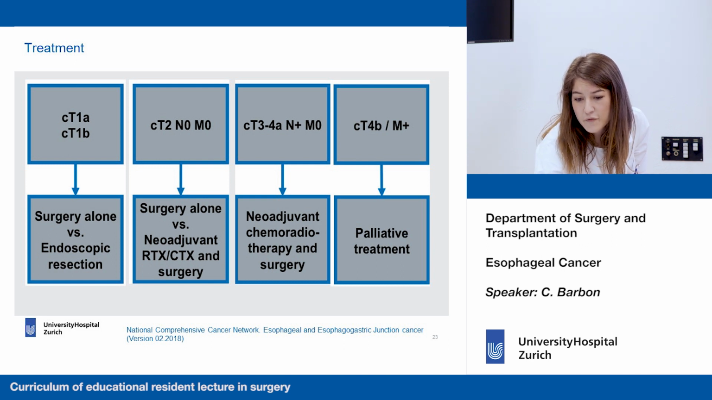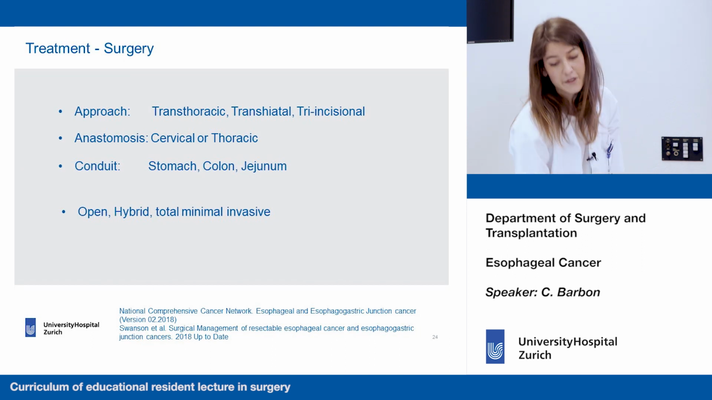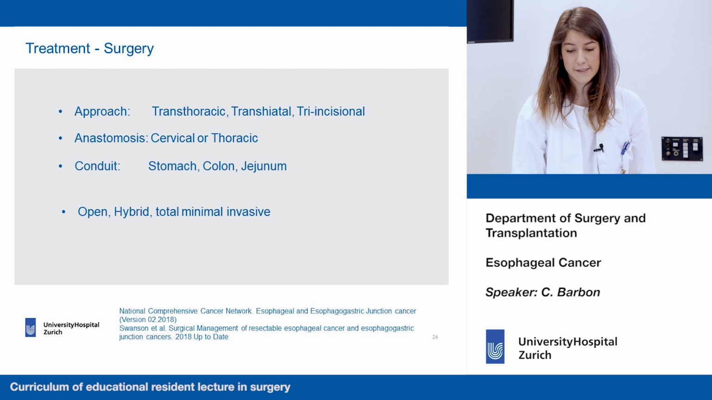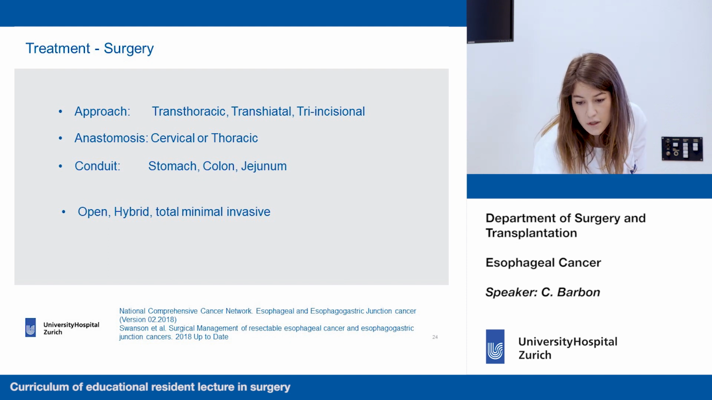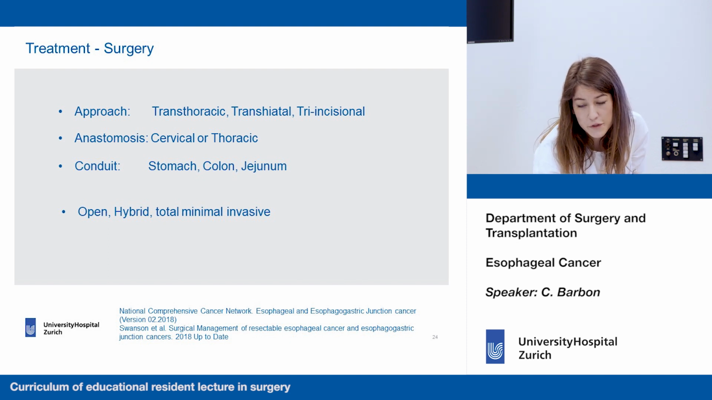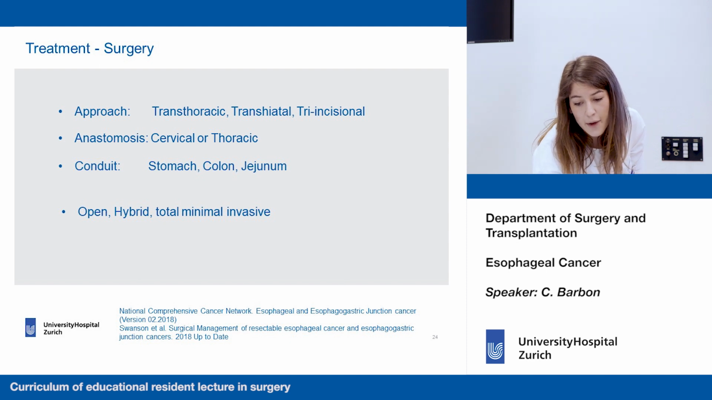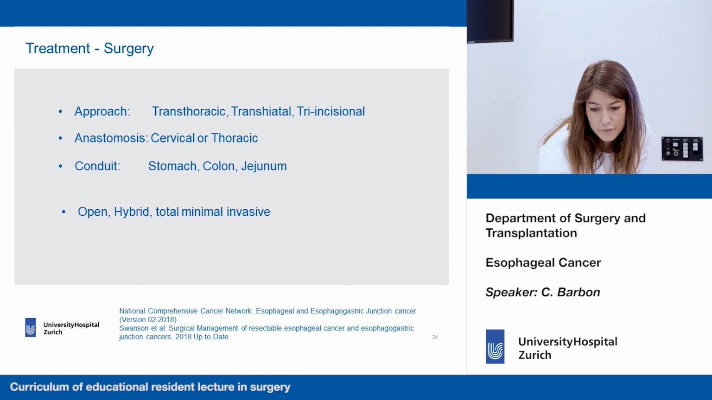So which type of surgery can we perform to address this cancer? There are mainly 3 types of operation we can perform: a transthoracic one, a transhiatal, or tri-incisional. The anastomosis can be thoracic or cervical. The conduit to reconstruct the esophagus that we remove could be the stomach, which is the most commonly used, colon, or very rarely jejunum. And the techniques that we can use are open, hybrid, or totally minimally invasive.